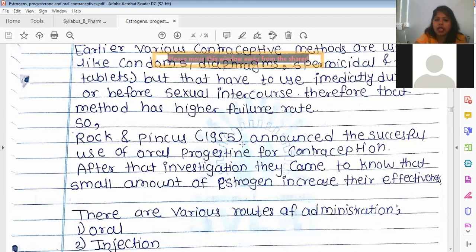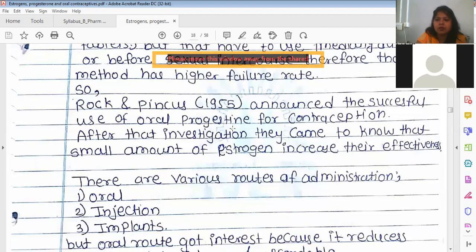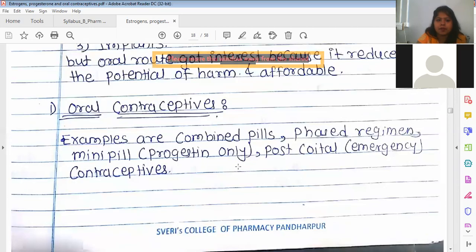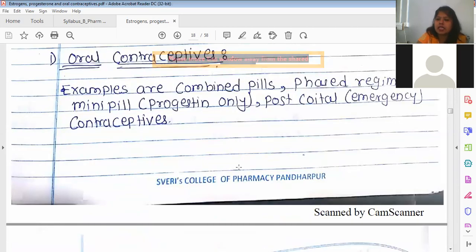Previously various methods were used for the prevention of pregnancy, but nowadays various failure rates are observed, so that in 1955 the successful use of oral progesterone for contraception purpose came into use. There are various routes of administration of progesterone for contraceptive purposes, like oral, injection and implants to reduce the fertility. The oral contraceptives are the examples of combined pills, phase regimen, mini pills and the postcoital emergency contraceptives. Okay, वेगळ्या वेगळ्या टाइप्स असतात त्याच्यामध्ये.